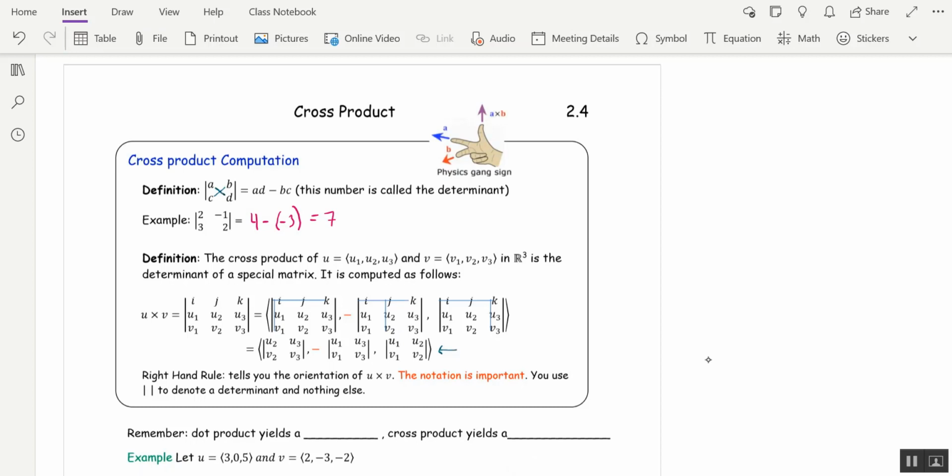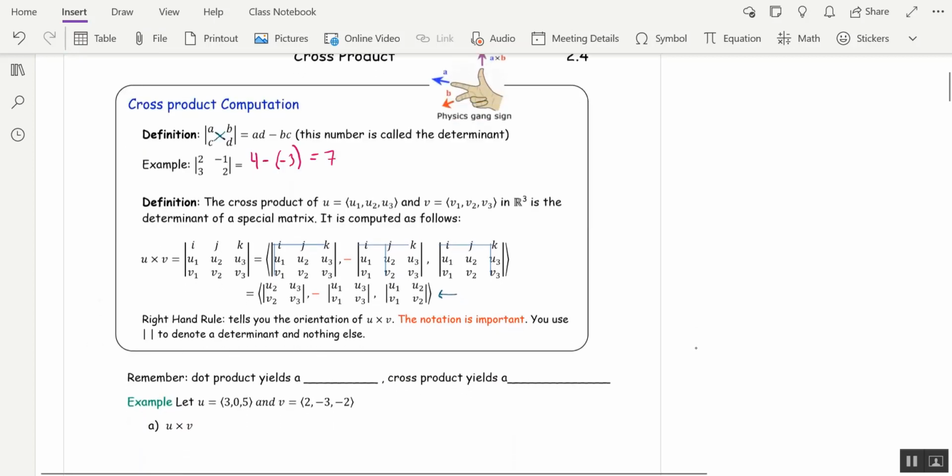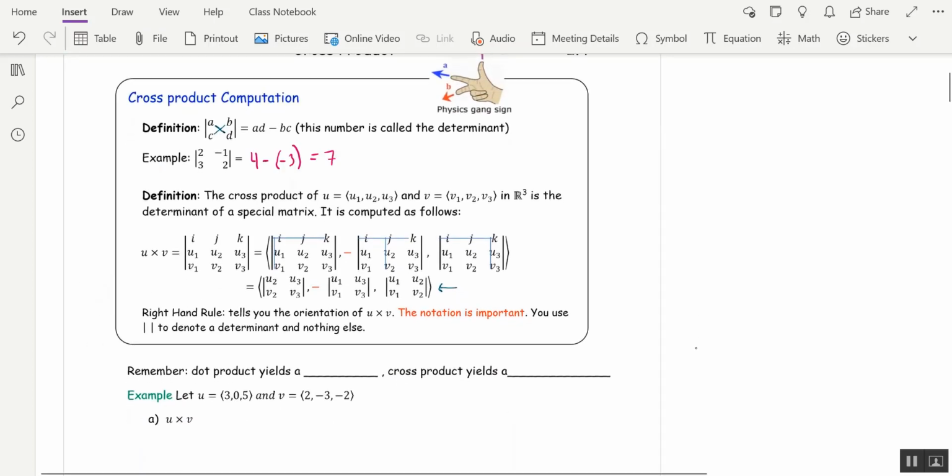All right, now suppose we have two vectors in R3 and we want to cross them. So here's the notation. Straight bars, you put i, j, k on the top row, u on the second row, v on the third row. Then you're going to get 3 subdeterminants. The first one is determined by crossing out first row, first column of that matrix, and the numbers that are left are right here, and you take that determinant.